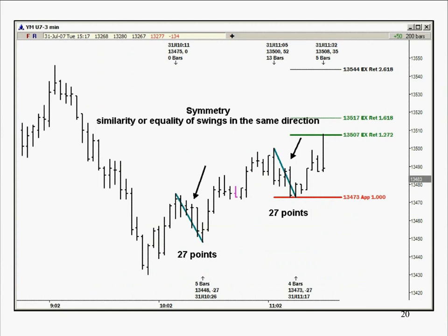Okay, let's see, this next example is a symmetry trade setup on a 3-minute chart in the mini-size Dow. Symmetry, the definition of symmetry is similarity or equality in swings in the same direction. So here, this is where I took a prior corrective decline, and it was 27 points. It shows you, you can label this in Dynamic Trader, and it will tell you how many points, how many bars it's taken, what's the price, what's the time that it occurred, and all that good stuff.